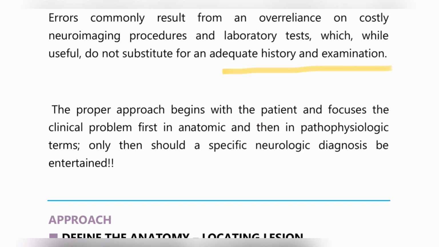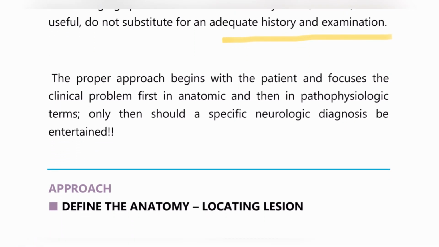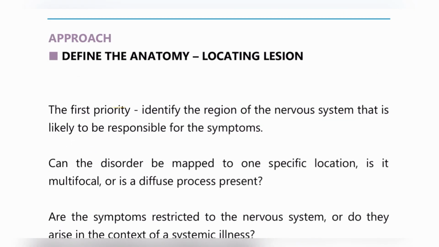So here this is a small topic, that means how to approach a patient, that's all. So only then should a specific neurologic diagnosis be entertained. So to begin with approach, first I would like to start with defining the anatomy and locating the lesion. So when and how can a lesion be suspected, and also when do we have to try for locating the lesion.